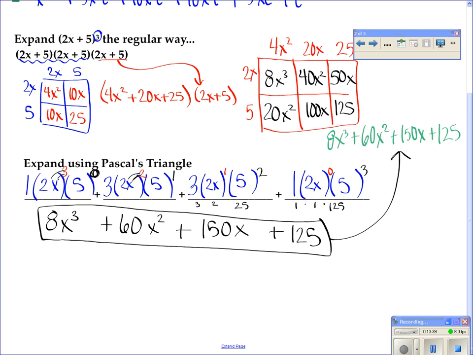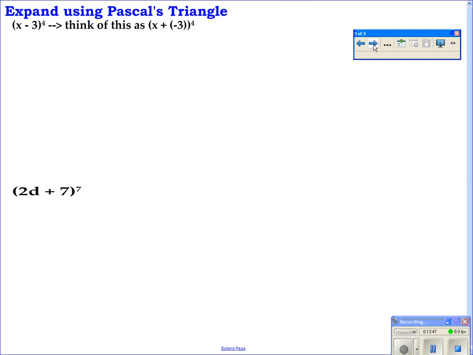Questions? I'm going to try 2 more. Ready to move on? All right, last slide. We're going to do this top one, and the bottom one we're just going to set up but not do the simplifying step, just to make sure that we're all okay with the setup.